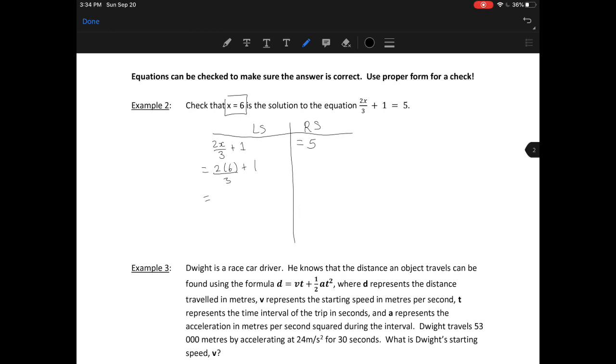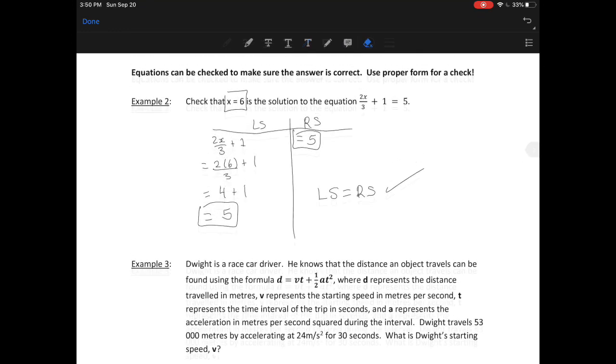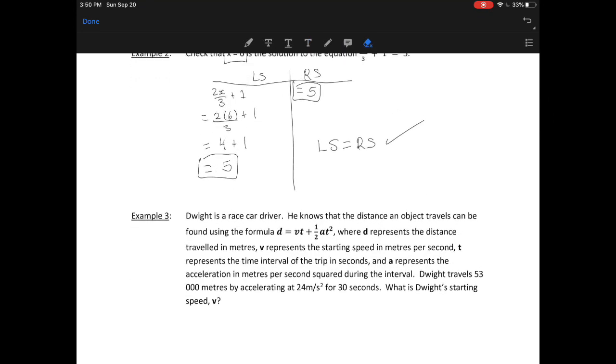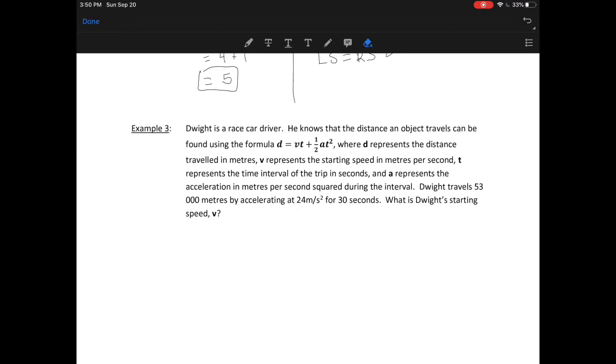So let's do this first. When we have a fraction, we're going to have to simplify that all at once. So we have to do 2 times 6, which is 12, and 12 divided by 3 is 4. And then 4 plus 1, we know is 5. Look at that, 5 and 5. Our left side equals our right side. All right, so we just finished example 2. Now let's jump down to example 3.